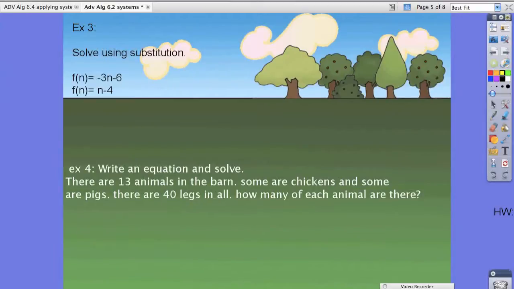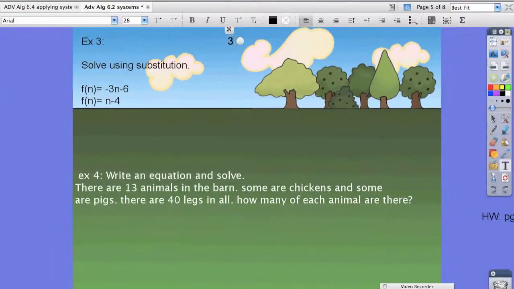So really what we're doing here is we're saying negative 3n minus 6 equals f of n, but that f of n is also equal to n minus 4. And just like we did in the last equation, we know that negative 3n minus 6 equals n minus 4. So now we are going to get the variables on the left, the constants on the right. So we're going to add 6 to both sides. We have negative 3n equals n plus 2.